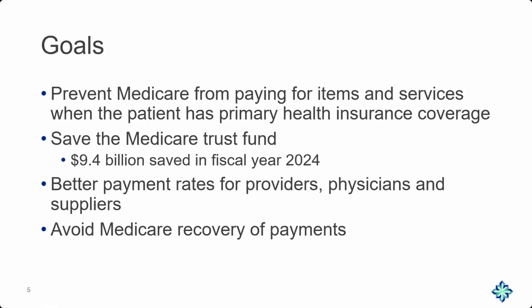What are the government's goals when it comes to MSP? The overall goal is to reduce Medicare spending. Medicare Secondary Payer rules were put into place to prevent Medicare from making payment on claims when the responsibility should fall on the patient's primary health insurance. This helps save money for the Medicare Trust Fund.